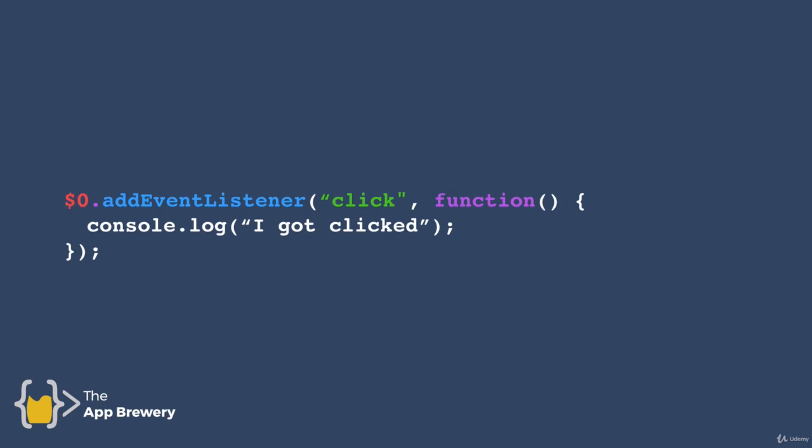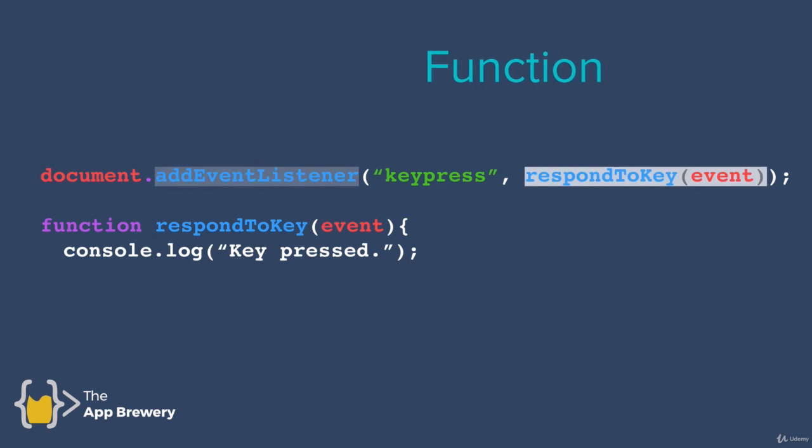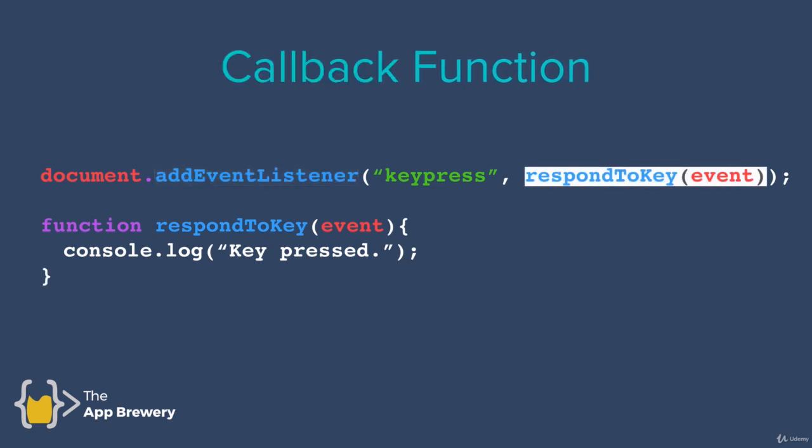Now, in previous lessons, we saw how JavaScript allows us to create higher order functions. When we talk about higher order functions, we're referring to a function that's able to take functions as inputs. So in this case, the add event listener is our higher order function, as it takes the respond to key function as an input. Now, what about the other side? What about the function that gets passed in as an input?